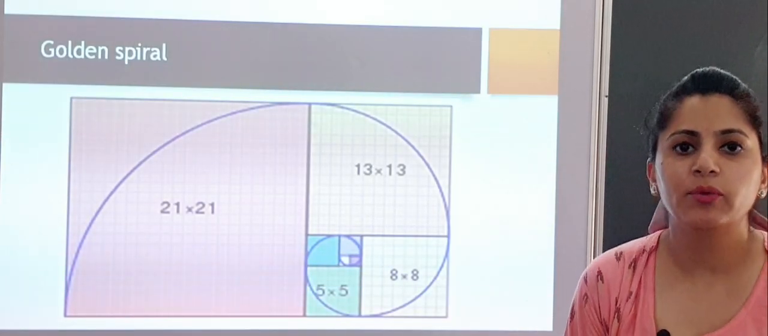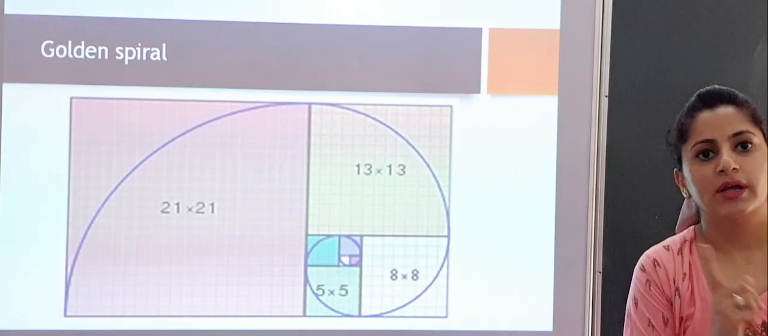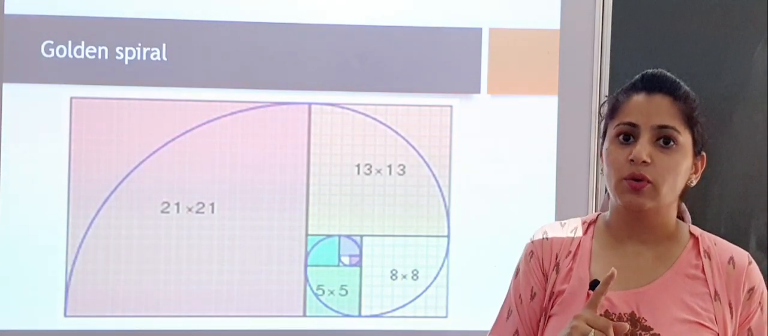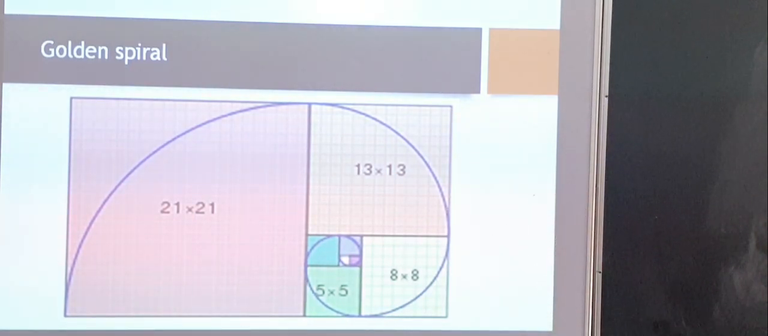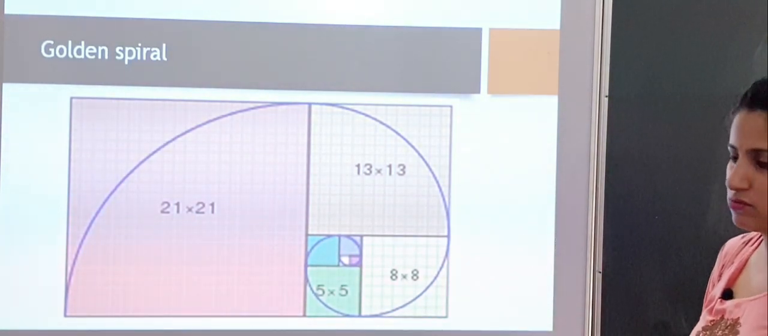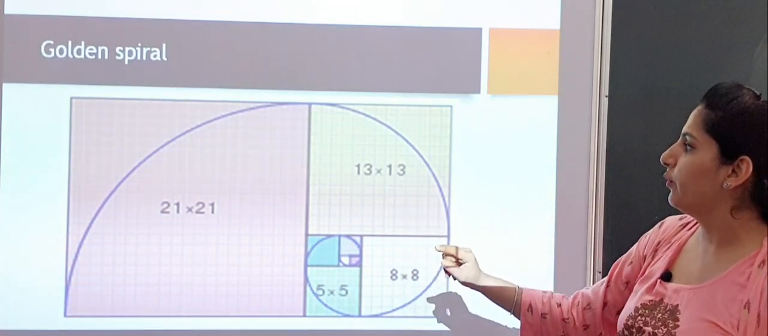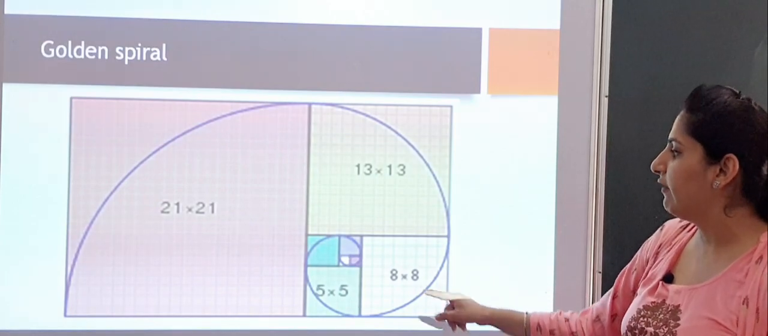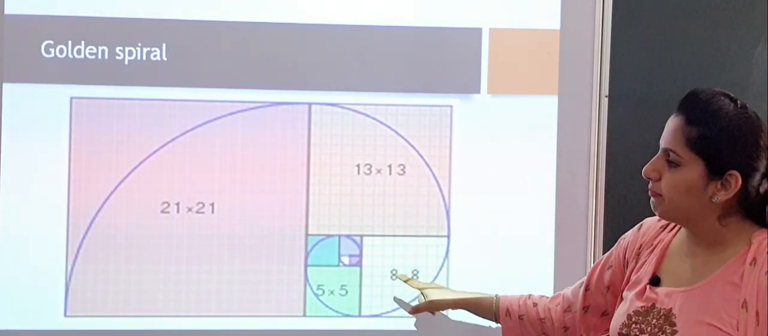Now how did it come into existence? This is again linked with the computer also. We are using ASCII codes for that and the Fibonacci series in computers. So the concept of the golden spiral is used there also. So what we are doing is, we take a square of 21, then 13, then 8, then 5, then 3, and so on. And this becomes a golden spiral.